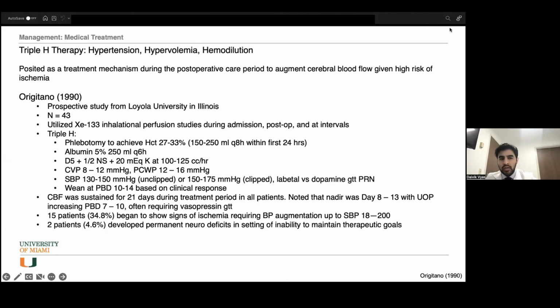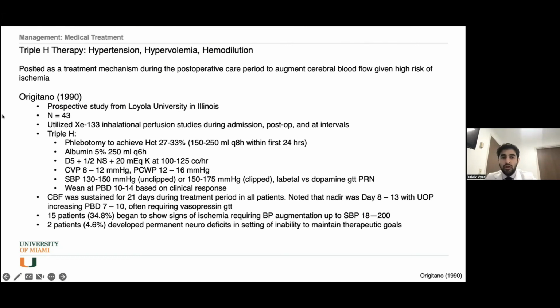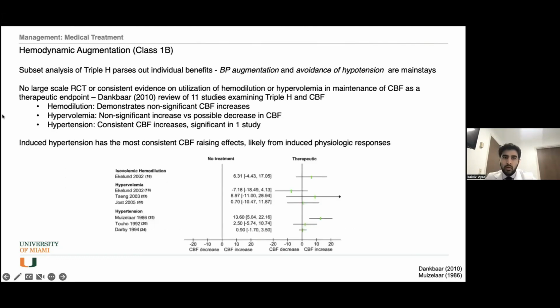And in their case series, 15 patients who had shown ischemia required blood pressure augmentation of up to 180 to 200. 2 patients in that entire series developed permanent neurologic deficits, and it was attributed to the idea that they couldn't maintain their therapeutic goal. But realistically, the evidence base for this is now increasingly falling away or being redefined.